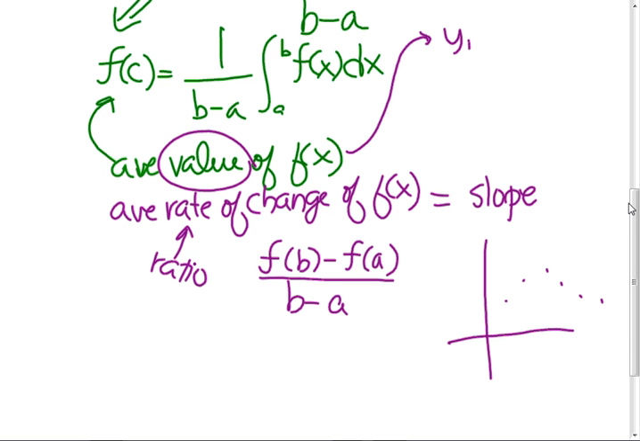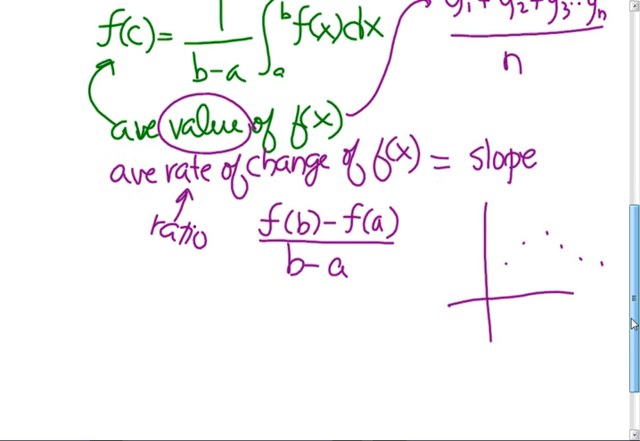Sorry. y1 plus y2 plus y3 through yn, or f of x, whichever you want to call it, and you would divide by n. Well, this is the same thing. Let me show you why it's the same thing. I have to use a Riemann sum.